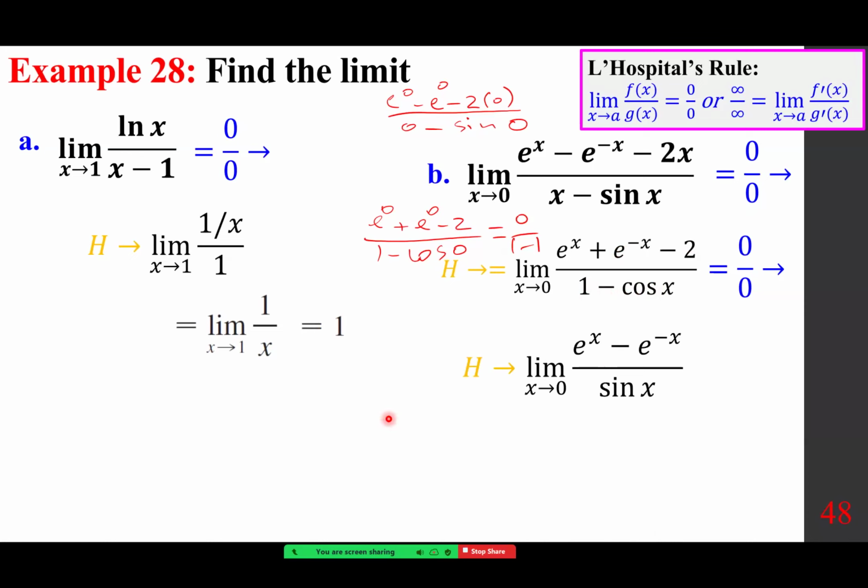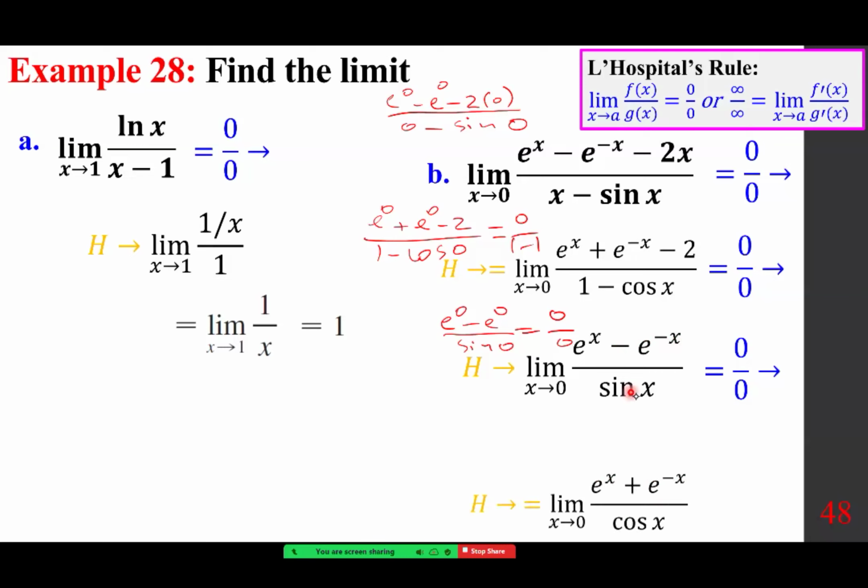Let's plug in. e to the power of 0 minus e to the power of 0, and obviously the top is 0. Sine of 0 is 0. And again, same situation. We can continue with L'Hopital's rule. This gives me e to the power of x, this gives me plus e to the power of x, and this gives me cosine.